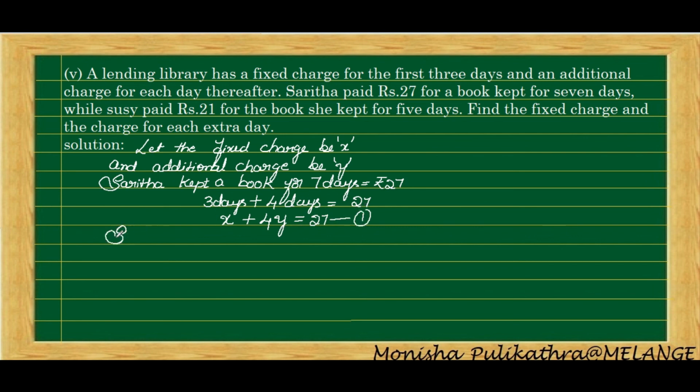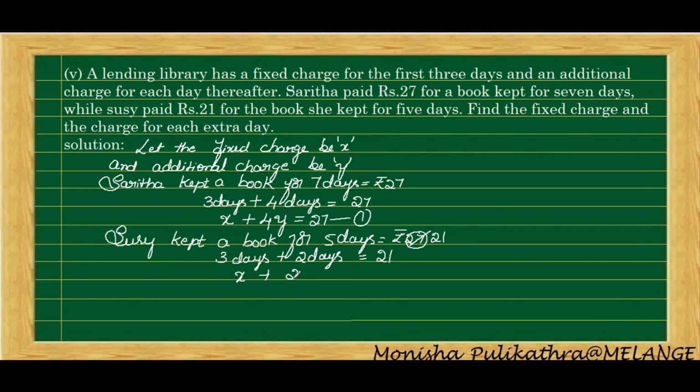Next, Susie kept a book for 5 days for a charge of rupees, oh sorry, it is 21. So 5 days means 3 days fixed charge plus 2 days additional charge. So 3 days is fixed charge, x, and 2 days is additional charge, y, is equal to 21. So this is equation 2. We need to solve equations 1 and 2.